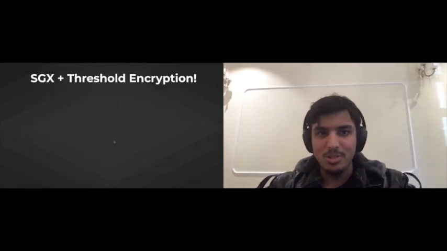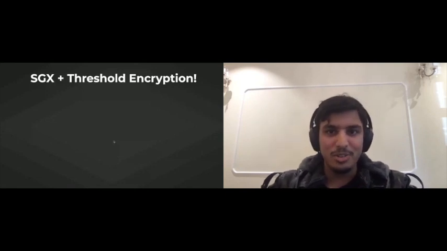But there is something cool where we can use SGXs and threshold encryption together in order to basically block validators from being able to collude.